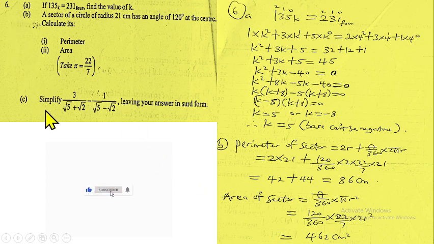So that's the area of the sector as well. Question number 6c is from surds. You have to simplify 3 over surd 5 plus surd 2 minus 1 over surd 5 minus surd 2, leaving your answer in surd form. So that solution is in the next slide.